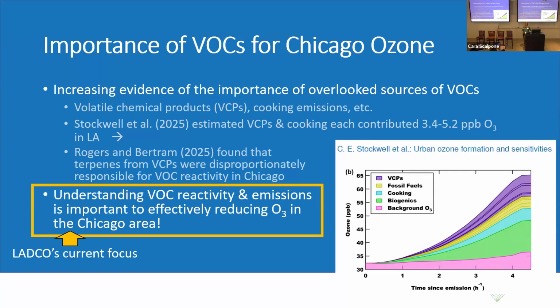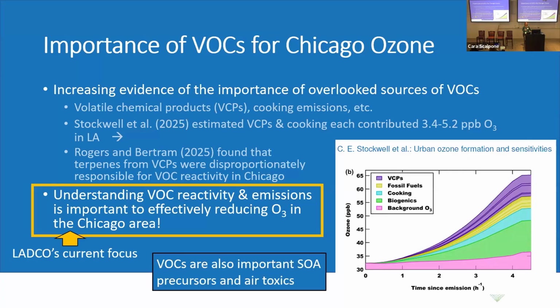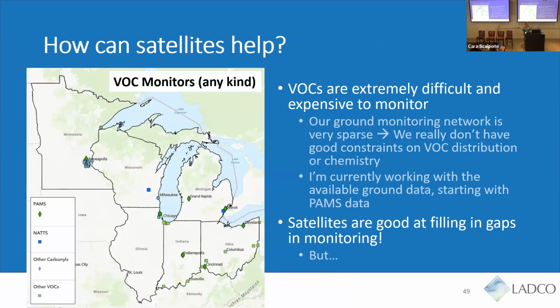And so we're currently putting a lot of work into this. I'm actually working, I think it's on the next slide, but I'm working a lot with some of the monitoring data. We're trying to understand VOC emissions, what control programs are possible, what we could possibly do. Just a note, obviously VOCs are important for SOA formation and also as air toxics in their own right. So basically, the message is VOCs. And the question, of course, is how can satellites help? How can HAQAST help?